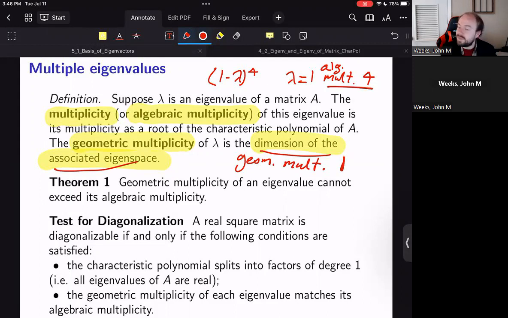Okay. Now, there is one thing that is clear here, which is that if you have a multiplicity of 4, you can only have at most 4 linearly independent eigenvectors. There's no more that you can find. That's exactly what this theorem is saying. That geometric multiplicity of an eigenvalue cannot be bigger than the algebraic multiplicity. So that's what this theorem is all about.